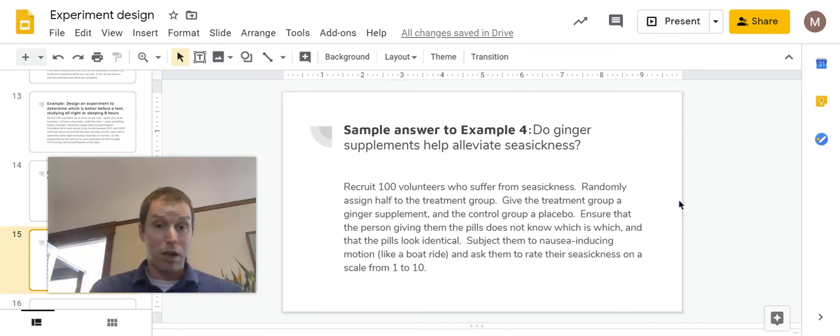I'm going to subject them to some nausea-inducing motion, like a boat ride or some other controlled environment that induces nausea. Then I'm going to ask them to rate their seasickness from 1 to 10, and I'll compare the ratings of the two groups. They're identical in every way except for what treatment they actually got. They're even identical in what treatment they think they got and what treatment the experimenter thinks they got. So their interaction with the experimenter should be virtually identical. Any difference in their rating has to be due to the ginger supplement and nothing else.